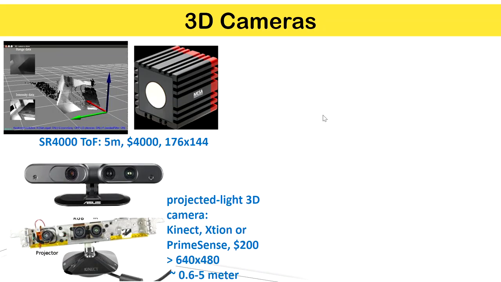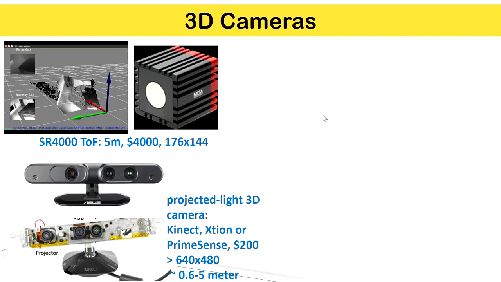It has a large family of cameras like the Kinect, Xtion and PrimeSense that all fall into this category. This type of camera can produce very dense and high resolution depth data, at least 640 times 480 pixels. Also it can detect objects within the range of 0.6 to 5 meters. And the best thing is that it's cheap. It's only about $200. So that's the reason it appears in various researchers' work.